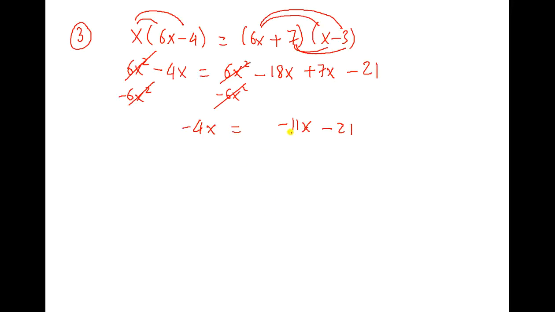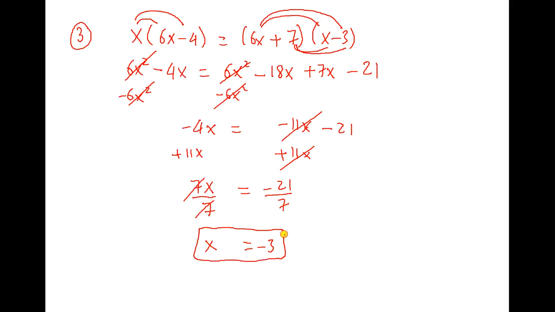Now you want to solve for x, so let's combine the like terms of x. I add 11x to the right and the left side, so I take away 11x on the right hand side. 11 minus 4 gives me 7x equal minus 21. And now you want to solve for x by dividing both sides by 7. So you have x, because 7 and 7 cancel. Minus 21 divided by 7 gives me minus 3. So minus 3 is my answer.